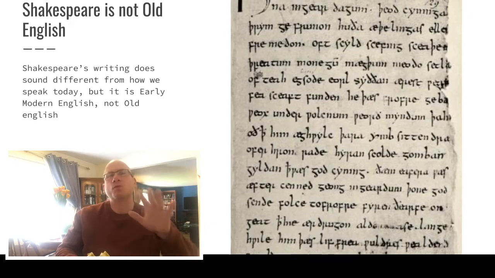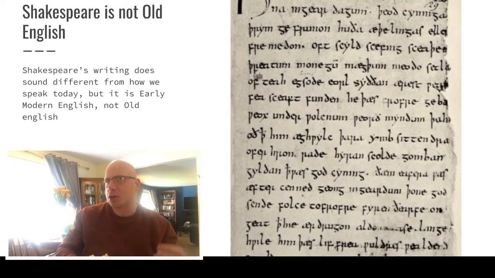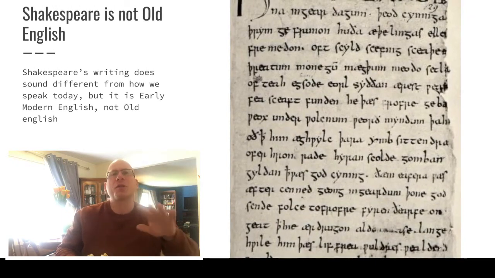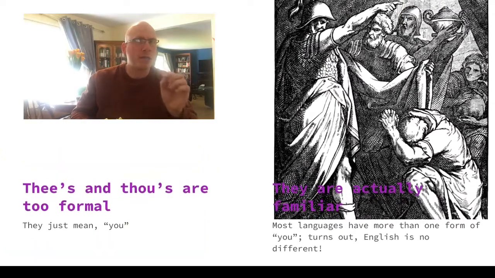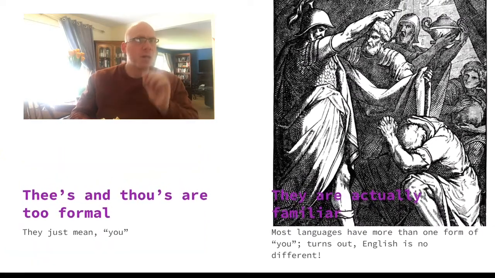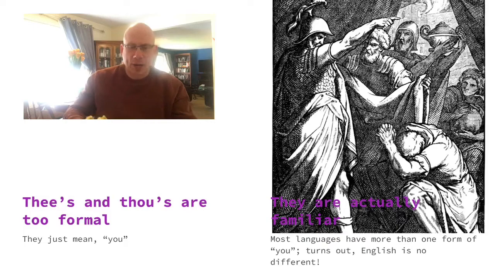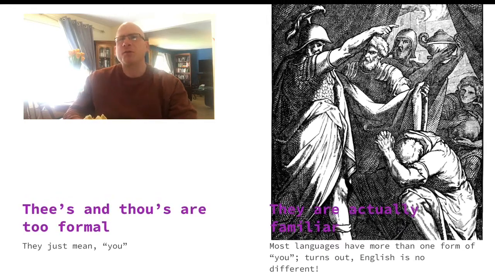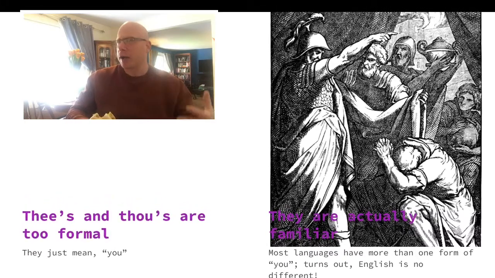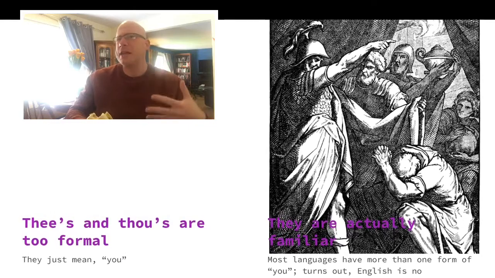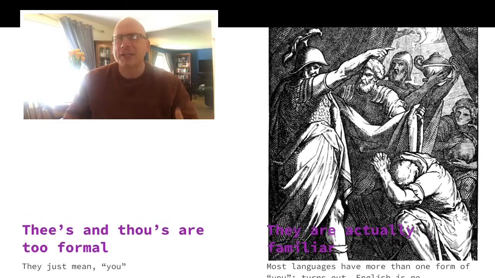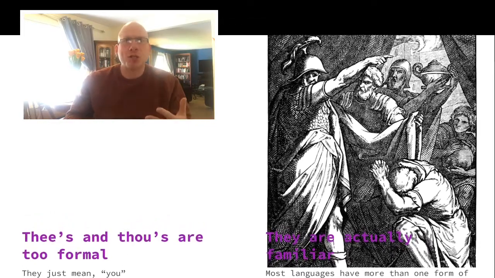Modern English came about just before Shakespeare started writing, so this is early modern English, but these words that he's using in his plays are words that are in our dictionary now. It gets a little bit confusing because some of them are archaic. You know, people think that thee and thou is formal. It's not. It's actually familiar. And it just means you.